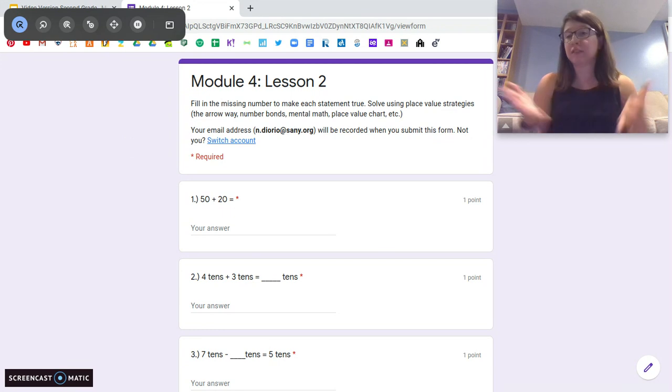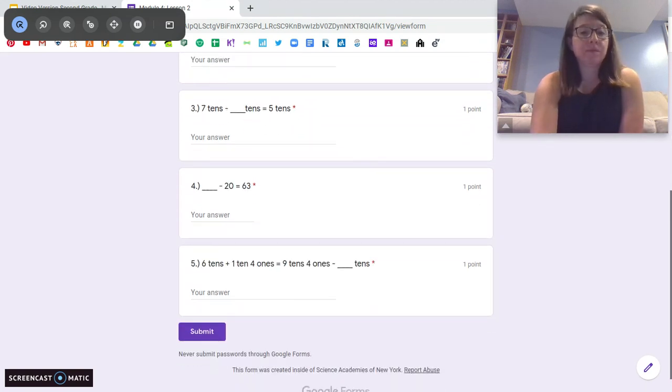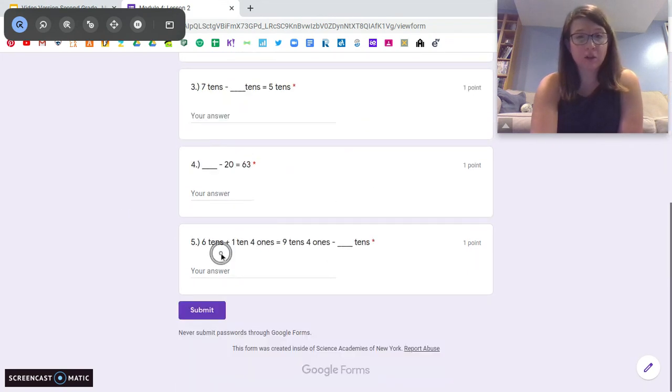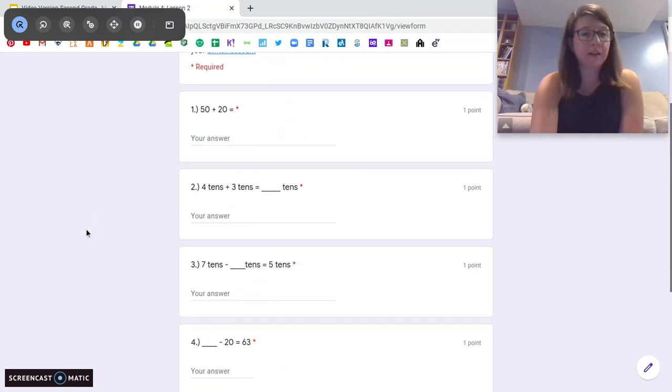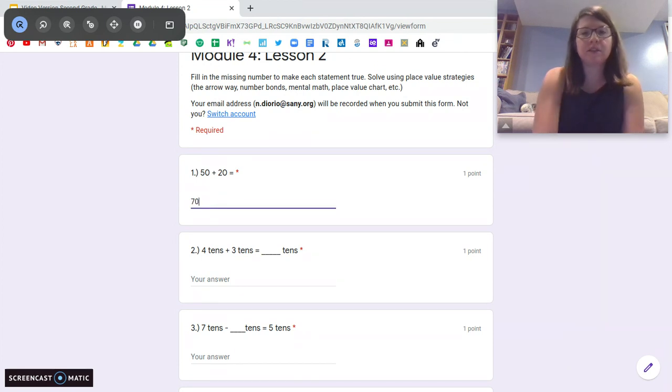All right. So your exit ticket today looks a little boring, but the goal is for you to practice whatever strategy works best for you. So the arrow way or using a number bond. So there are 5 questions. Be careful when it switches to unit form. Okay? You're going to solve whatever way you know best, whatever way makes most sense to you, and then you're just going to type in your answer there.